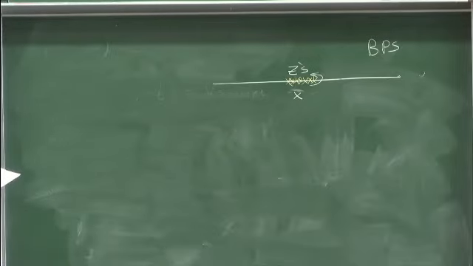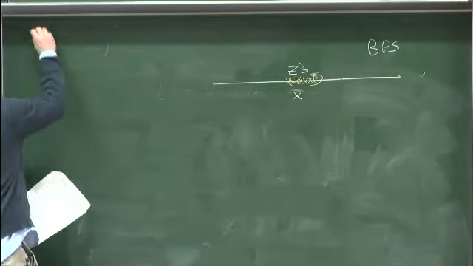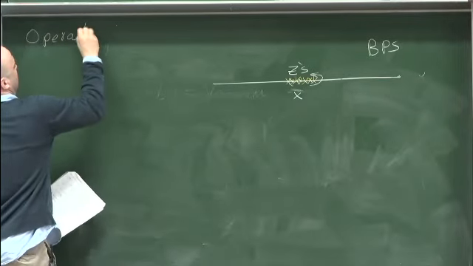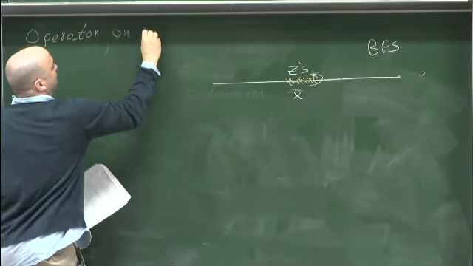So let me first discuss the symmetry. So here we have operators on a Wilson line.